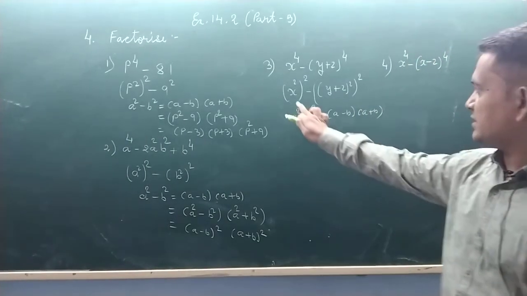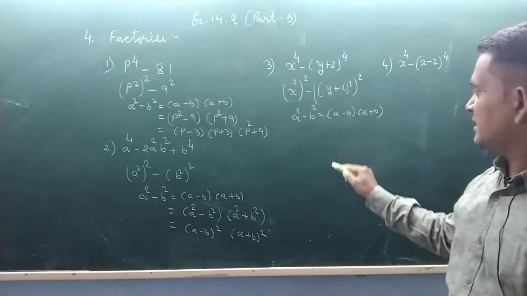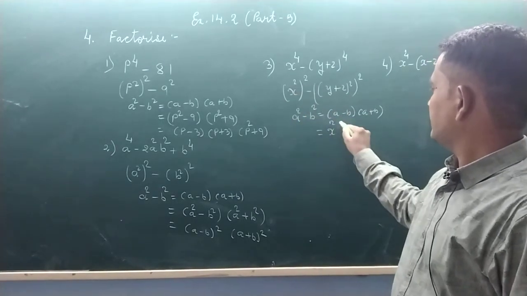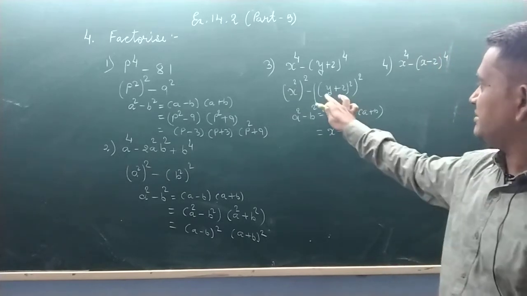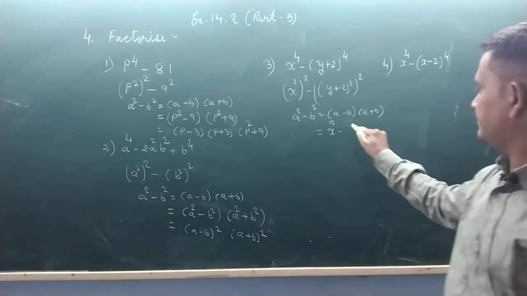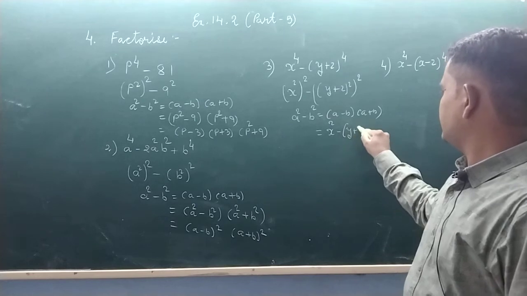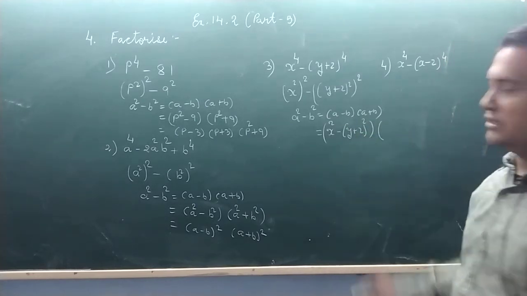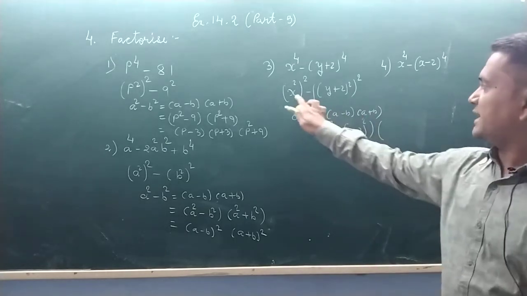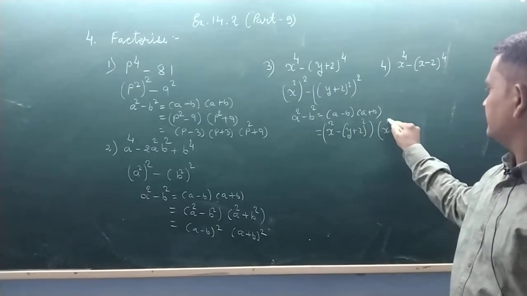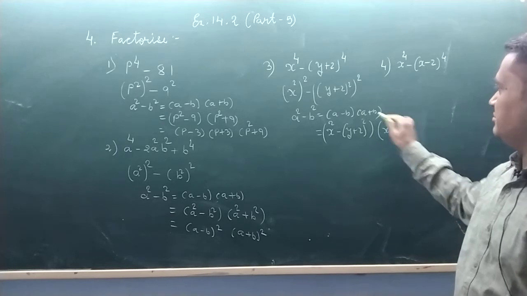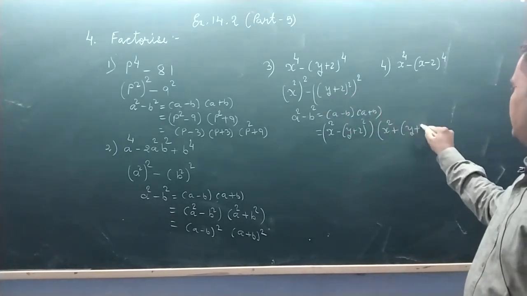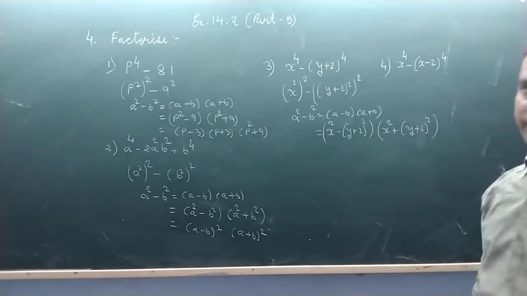Okay, so this is a square and minus b square. So a means x square, this is minus sign, b means y plus z whole square. Now bracket close. In another bracket, a means x square, this is plus, b means y plus z whole square.